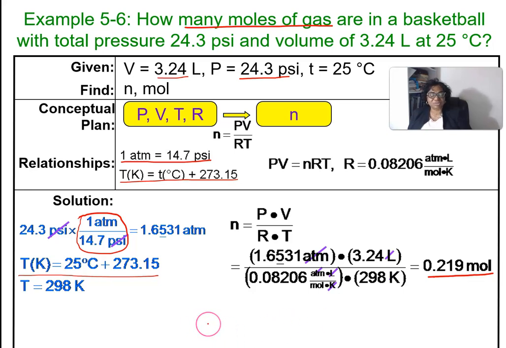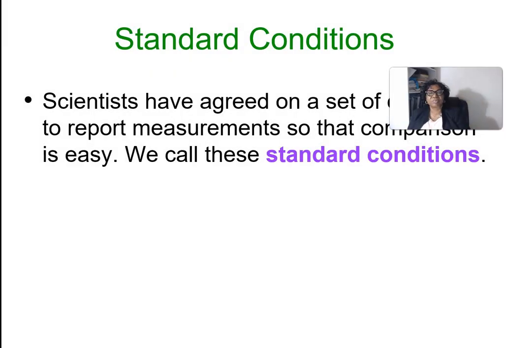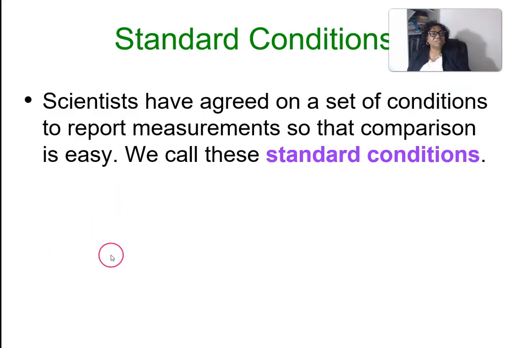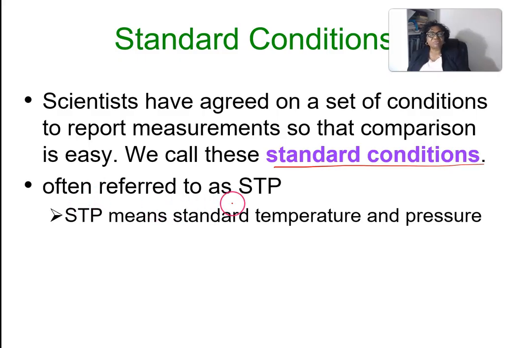Now I want to talk about standard conditions. Scientists agree on a set of conditions to report measurements so that comparison is easy. And we call this standard conditions, often referred to as STP. STP simply means standard temperature and pressure. That's all. So when you see STP, you should be able to know the value.